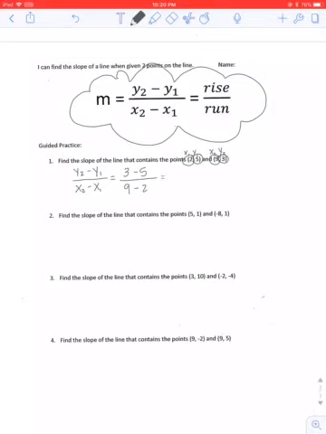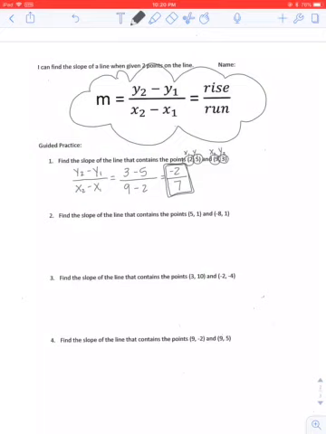Then I subtract those, and I get negative 2 over 7. And I can't divide that into a pretty number, so that would be my slope. I would have my m value equal to negative 2/7.